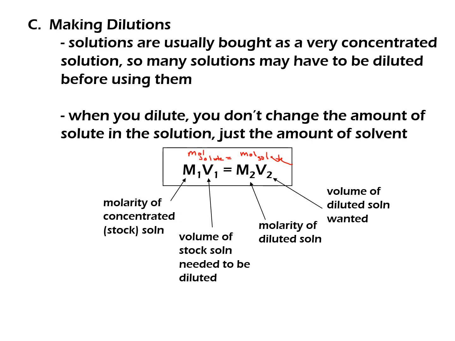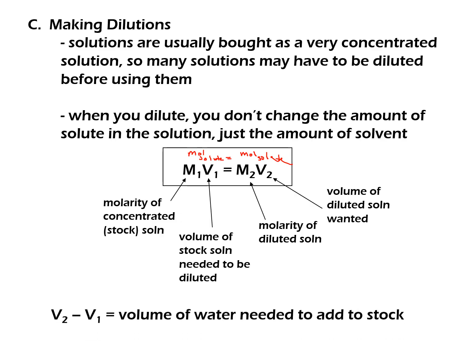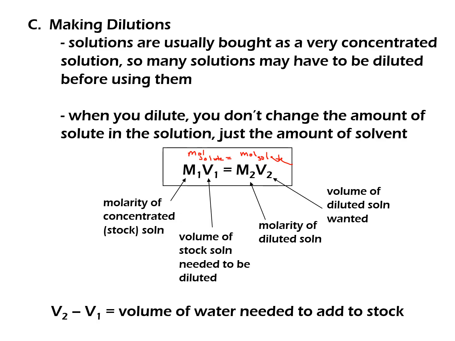So the one thing this doesn't tell you is how much water it is dissolved in. So the last thing we would want to do is take V2 minus V1, whatever the difference is in volumes. That's the volume of water that you would need to add to the stock solution to dilute it.